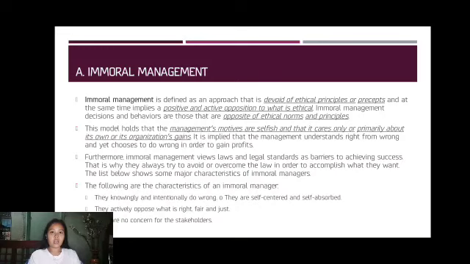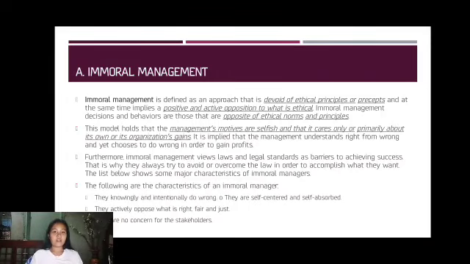So, for example, kanang mangawat or mangkidnap. It is considered immoral in most societies and is also punishable by law. This model holds that the management's motives are selfish and that it cares only or primarily about its own or its organization's gains. It is implied that the management understands right from wrong and yet they choose to do wrong in order to gain profits.